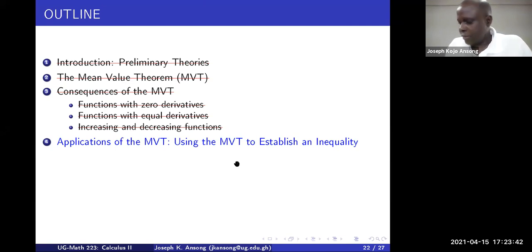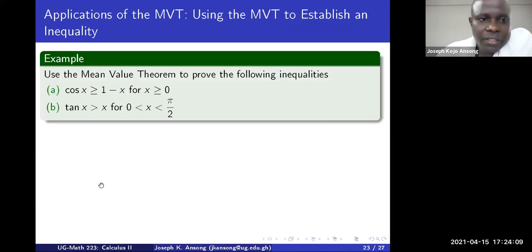Good. Then we want to end with applications of the MVT. The application basically has to do with how you use the MVT to establish an inequality. So often you are given an inequality, and you want to prove that inequality using MVT or some of the consequences of MVT, like increasing and decreasing functions, to establish the inequality. So I will do that using one of these examples.